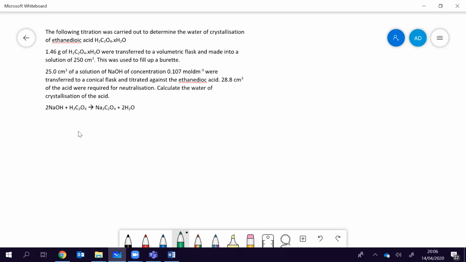Now, 1.46 grams of the ethanedioic acid were transferred into a volumetric flask of 250. And this is a bit different because this is used to fill up the burette. Now, normally, on all the other examples, we have used the solution from the volumetric flask, we've just taken 25 out and put it in the conical flask. This is going to be a little bit different. Let's draw the volumetric flask there.